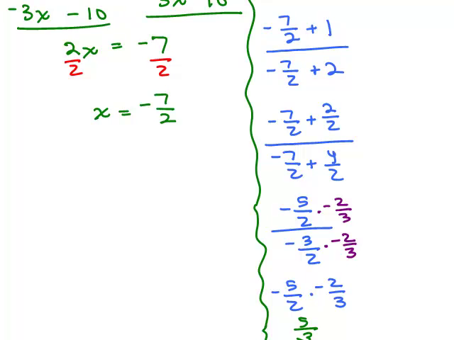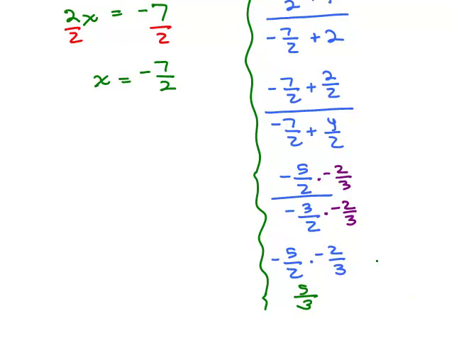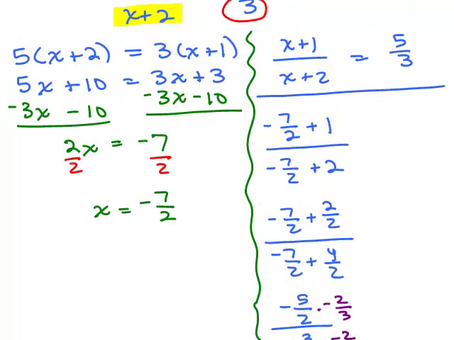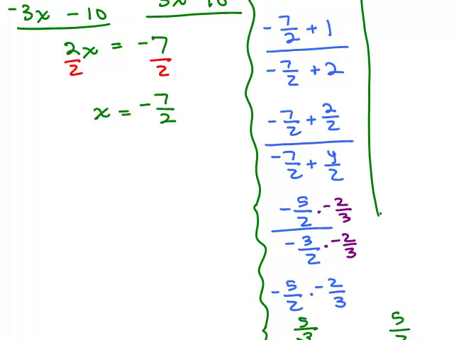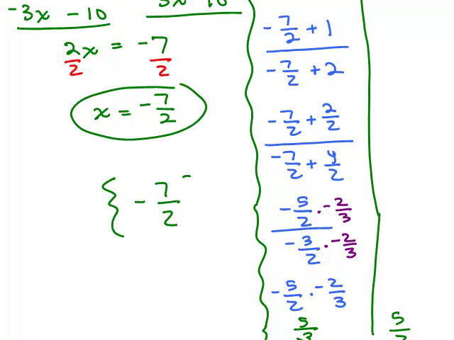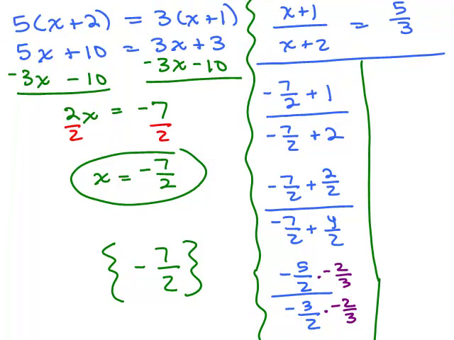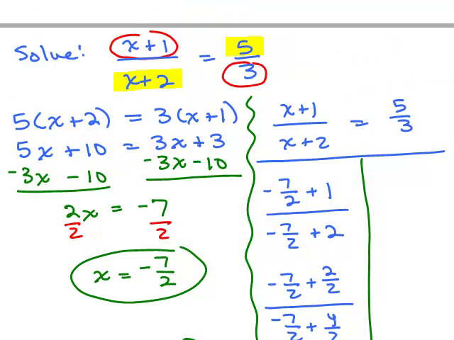Right, what was the right-hand side? Thank goodness, it was 5/3. So there we go. This side is also 5/3. So if we sort of follow this down, it checks. So this is correct. So if I use my solution set, I can write that in braces, and we have negative 7/2. So this is an example of solving a proportion using the idea of A over B equals C over D is A times D equals B times C.